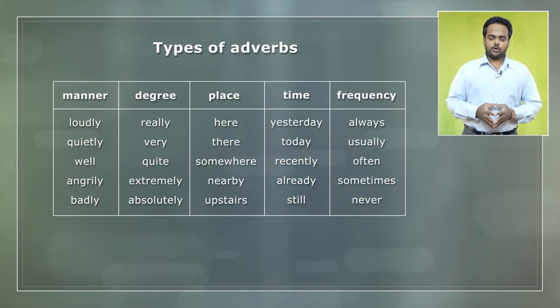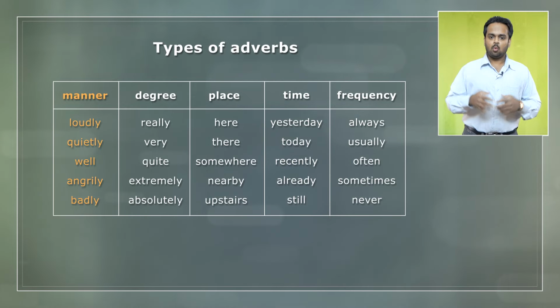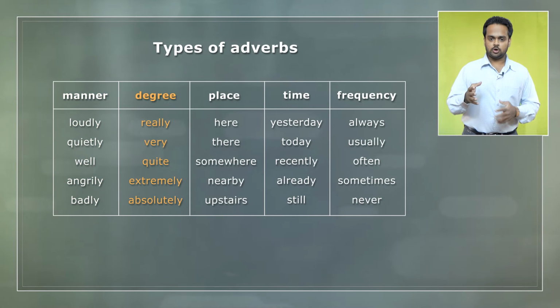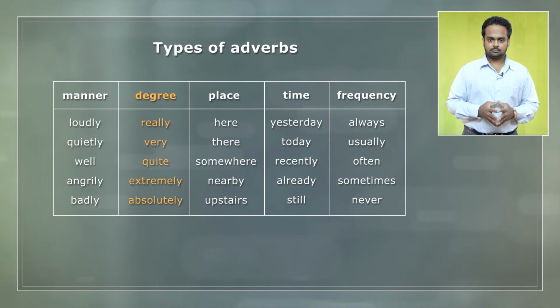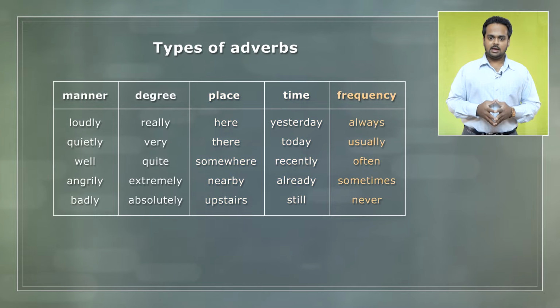Okay, adverbs are usually classified as adverbs of manner, degree, place, time, and frequency. Adverbs of manner tell us how, that is, in what way an action happens. Adverbs of degree tell us how much, very good, really strong, and so on. Adverbs of place and time tell us where and when. And adverbs of frequency tell us how often, always, never, sometimes, etc.